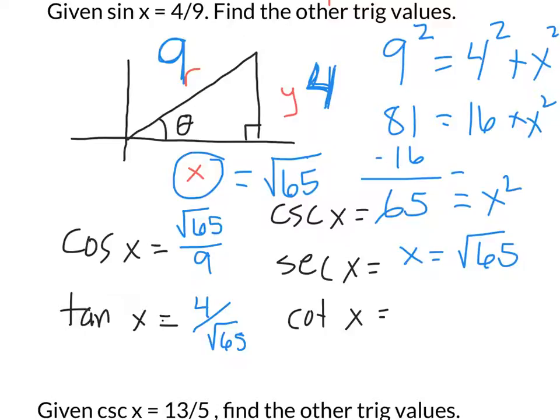I'm perfectly happy with that, but some people might want you to write it like this: 4 root 65 over 65. That's a process called rationalizing the denominator, which is good to know, but not extremely important for us right here. I would like to erase this now. Come here, eraser.